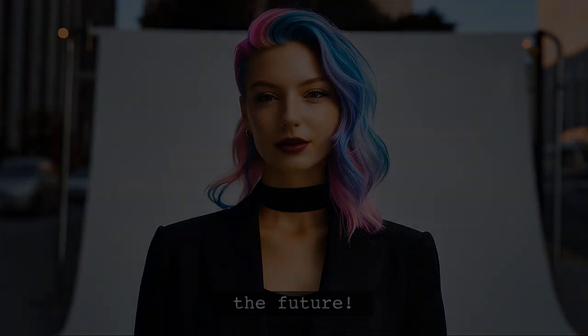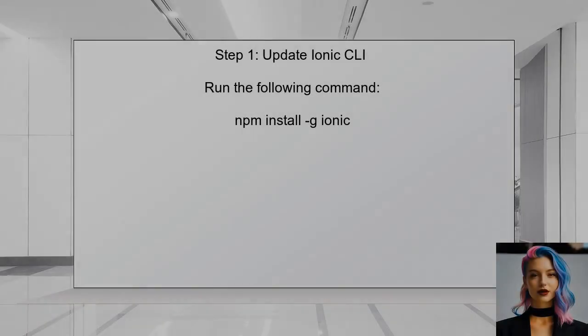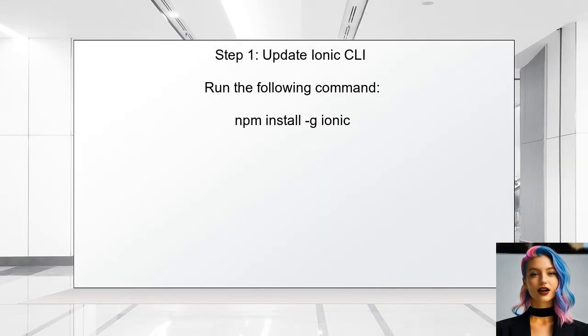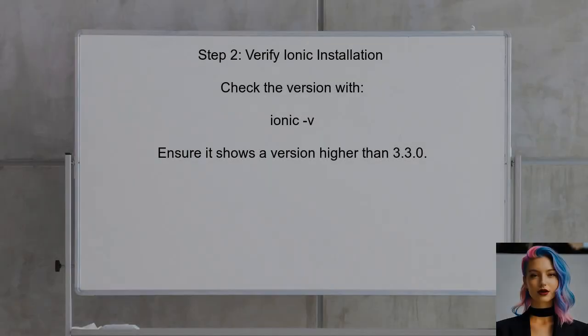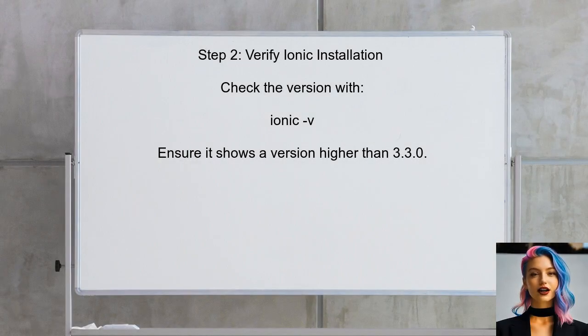To begin resolving the user's issue, the first step is to update the Ionic CLI to the latest version. This is important because the command structure has changed in newer versions. After updating the Ionic CLI, the user should verify the installation by checking the version. This ensures that the update was successful.